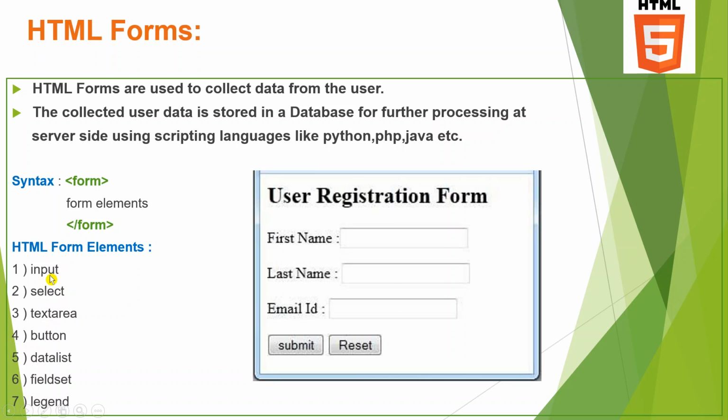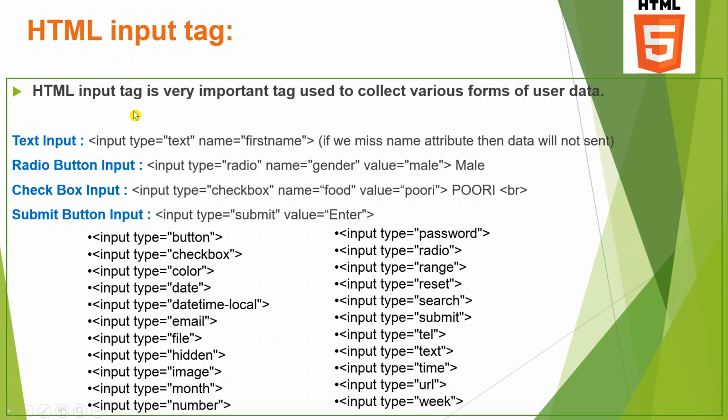Among these we will see the input tag, friends. Let us learn what the input tag does. The HTML input tag is a very important tag used to collect various forms of user data. Normally we come across so many things in a web page, some radio buttons, some checkboxes, some dropdowns. We need to select from a wide variety of formats.